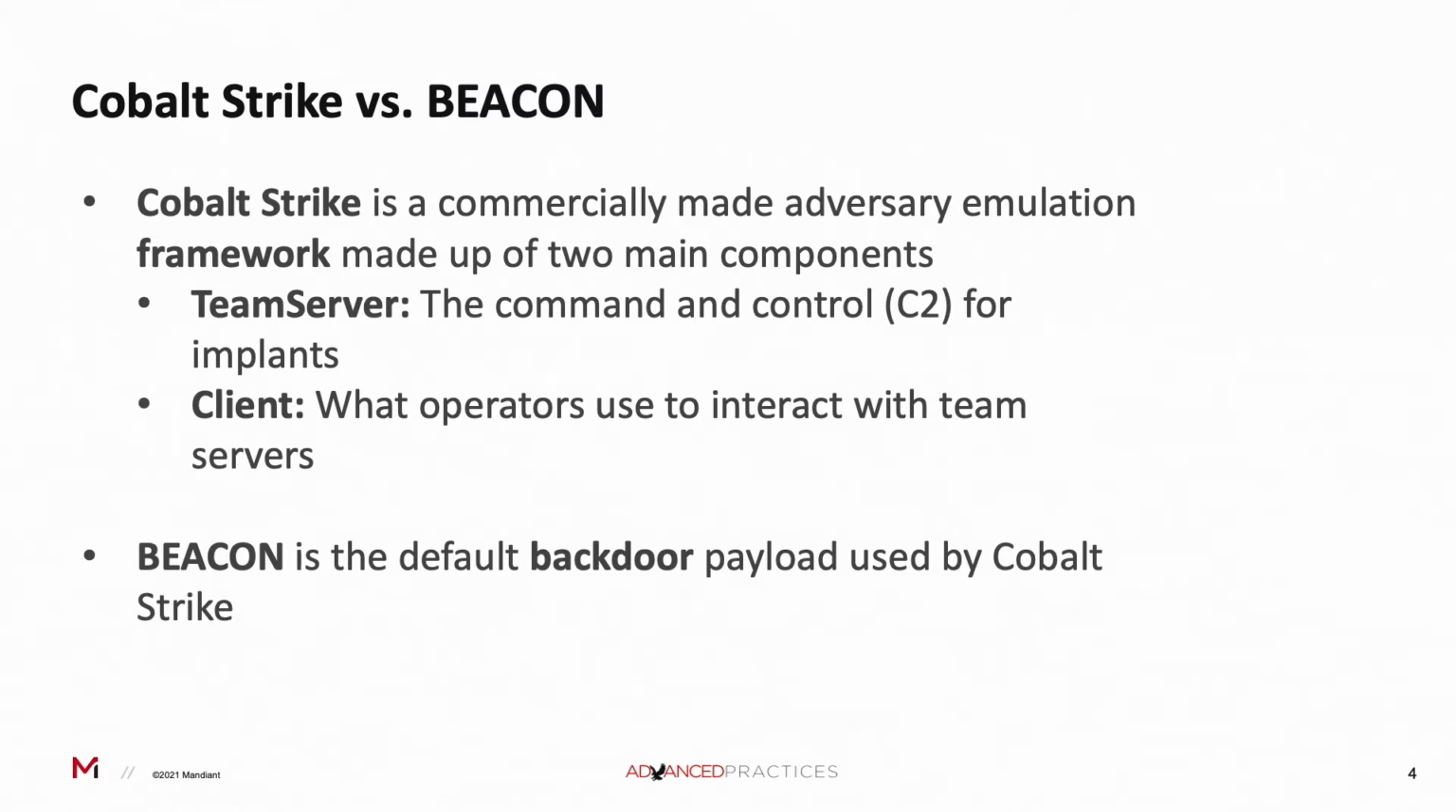You have the team server, which is like the brains for command and control, and then you have the client. And the client is what operators will use to control implants when they're going through engagements, or if they're bad guys, if they're operating within a network. And then you have Beacon. Beacon is the default backdoor payload used by Cobalt Strike. So while they're related, they're not synonymous. They're not the same thing. They're different. And a lot of this is going to be talking through what makes this tool and this framework so attractive for adversaries.